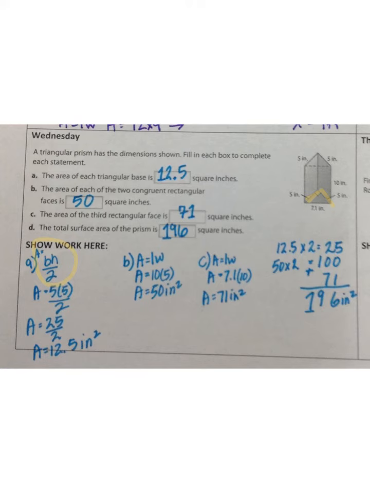C, the area of the third rectangular face is blank square inches. So again, that's this part right there. That's going to be 7.1 times 10, and that gives you 71. So when you're adding, over here we have 2 rectangular faces, 2 rectangular there, 2 triangular, and then the 71. And so you are going to get 196 square inches.